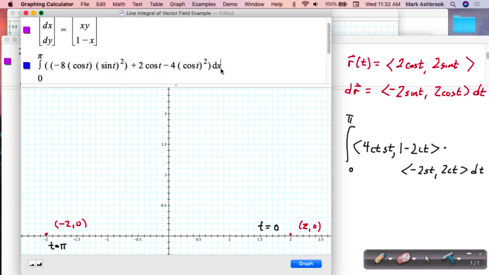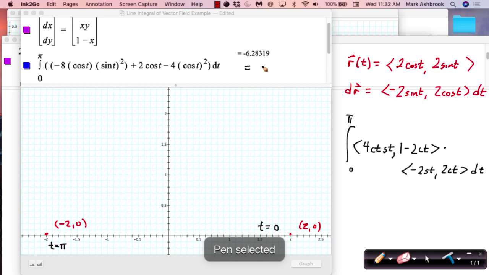And what do we expect again? Specifically? Negative 2 pi would be a very good guess. If it came out to negative 6.28319, I think a pretty fair guess is that exactly if you did it by hand, you'd get negative 2 pi. Okay, questions on this one?